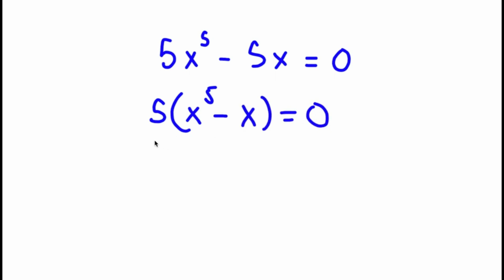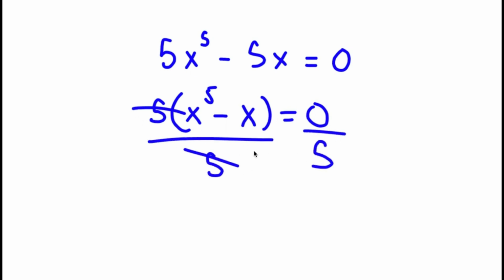Now, I can go ahead and divide both sides by 5. So then these two cancel out. And now I'll be left with x to the power of 5 minus x is equal to 0 divided by 5, which is 0.